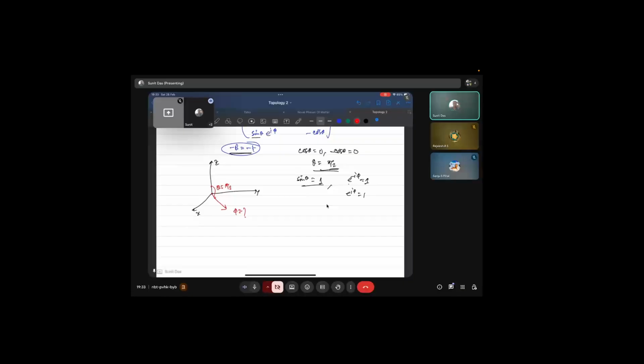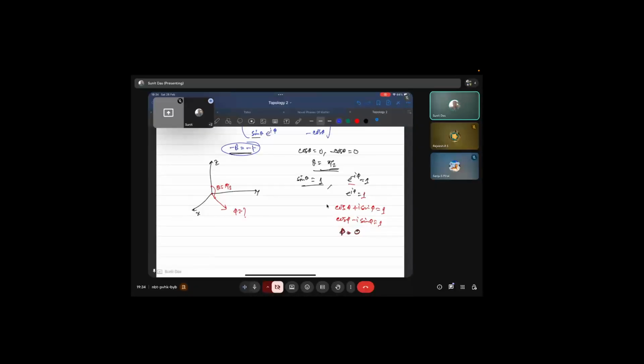So phi, when e to the power minus i phi and plus i phi are both 1, we have cos phi plus i sin phi equal to 1, and cos phi minus i sin phi equal to 1. So you can determine that phi is 0. This is one of the solutions. Of course, you can have phi equal to pi as well, but let's take phi equal to 0.